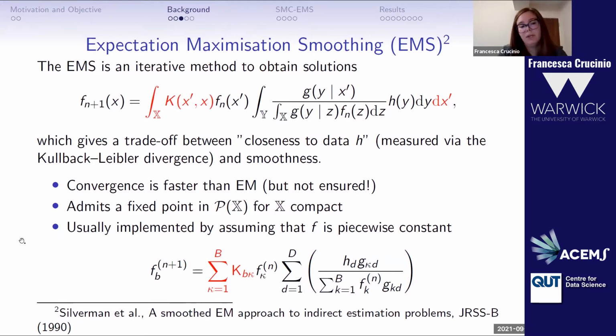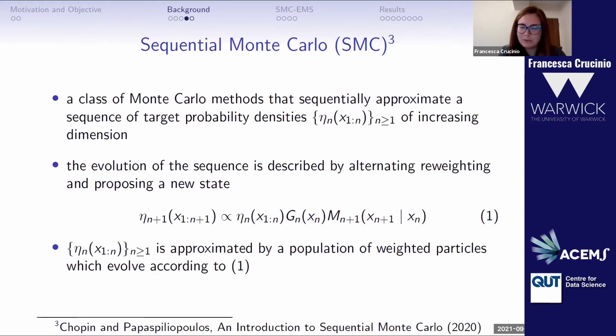In this project we are also comparing with what people usually do when implementing the EMS algorithm, which is again just assuming that f is piecewise constant, approximating the integrals with sums, and solving this particular iteration, which of course in one dimension is extremely fast, but as we will see is not as good as the SMC version. But in higher dimension, this becomes very, very expensive. So before jumping into the SMC EMS, I just have 2 slides about SMC.